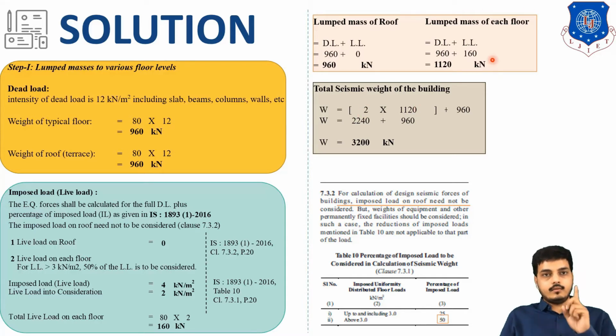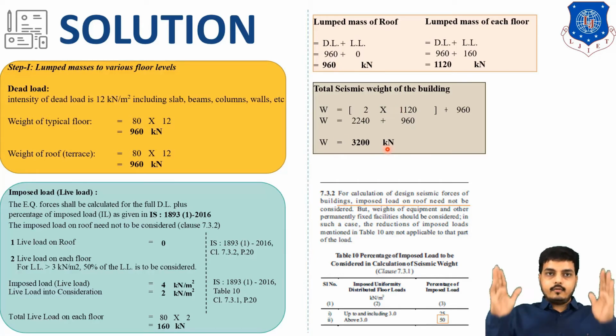So this is for one floor. So one floor is 1120. For two floors it is 1120 multiplied by 2, which is nothing but 2240, plus 960 for the roof. So this is the actual weight of the particular building. This is the weight coming downwards to the ground for the building. So our first step is completed.